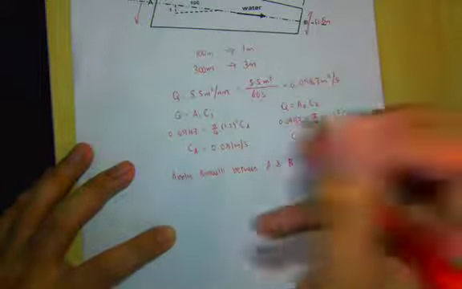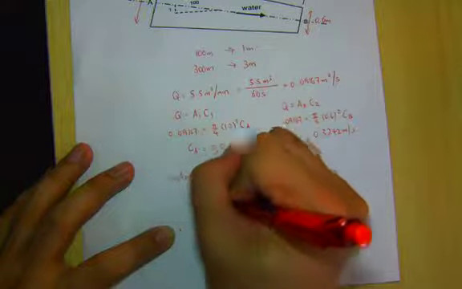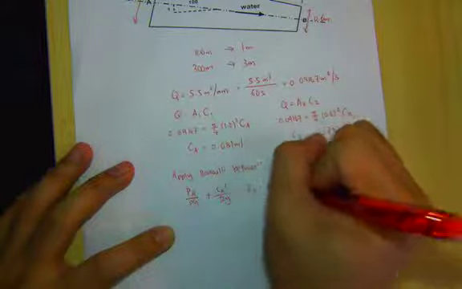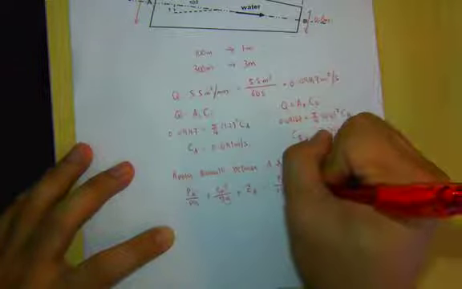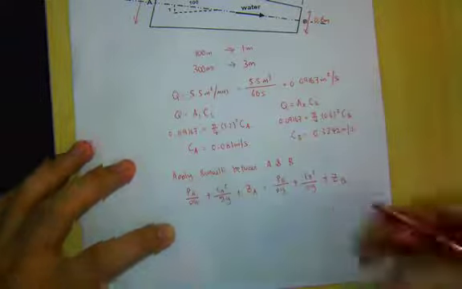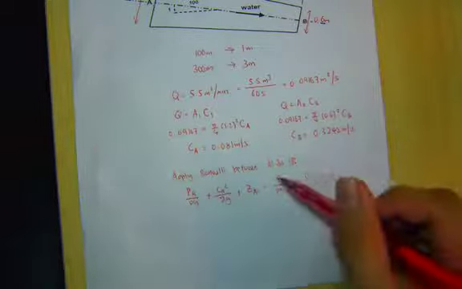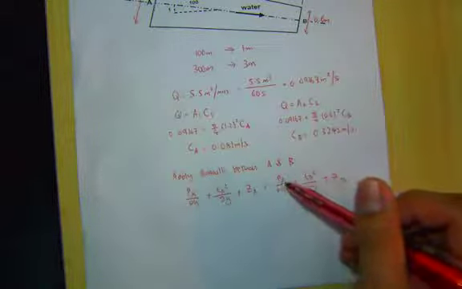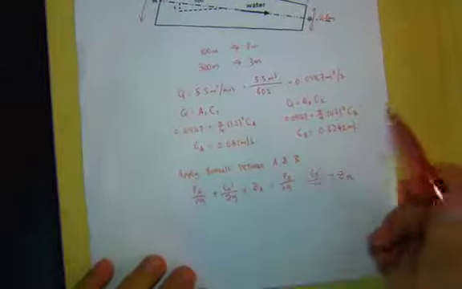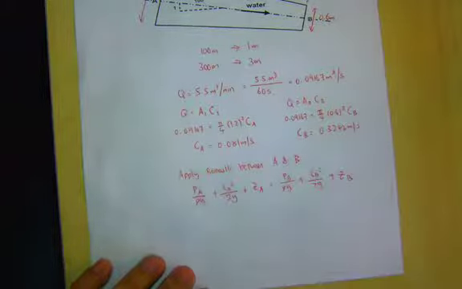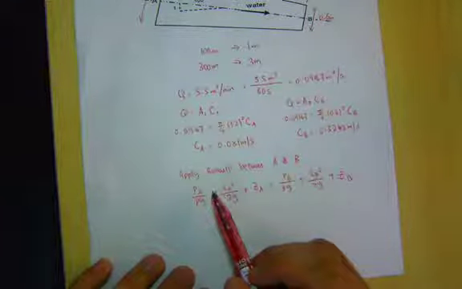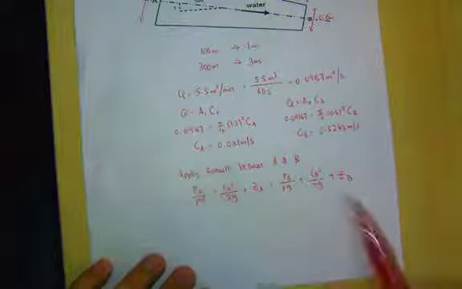So now I'm going to apply your Bernoulli equation between A and B. So write down the formula first. It will be PA over rho G plus CA square over 2G plus ZA is equal to PB over rho G plus CB square over 2G plus ZB. So today the unknown is PB. We need to find PB.